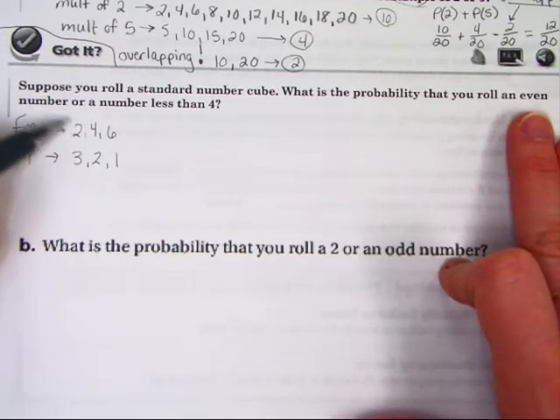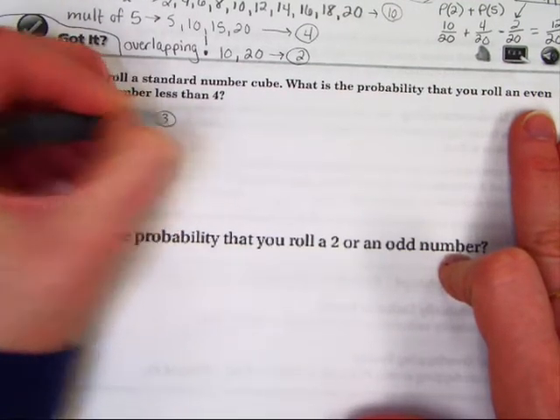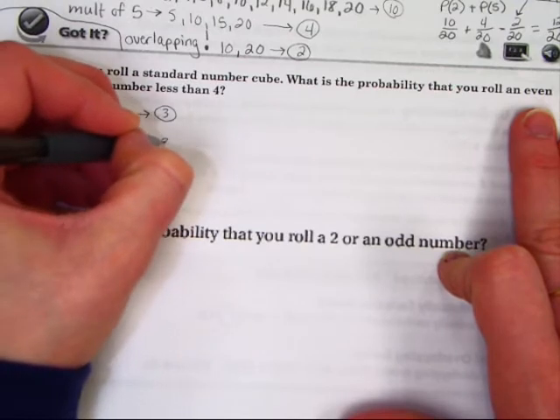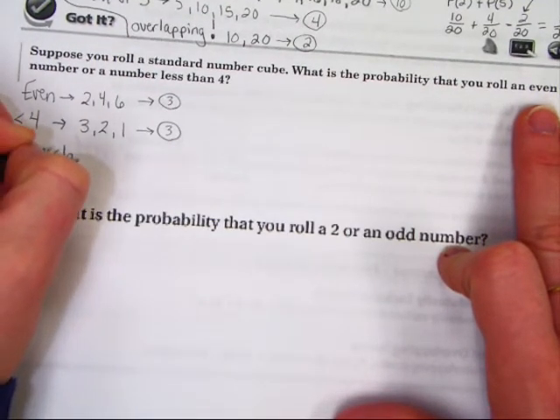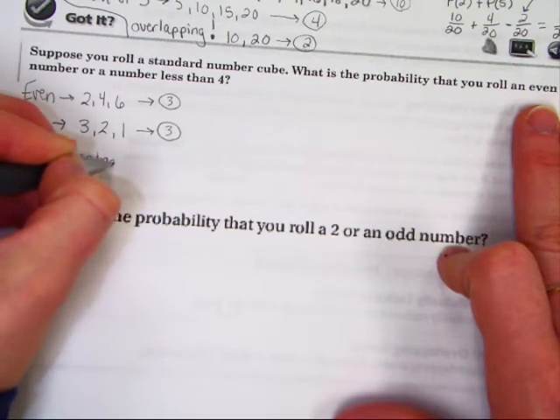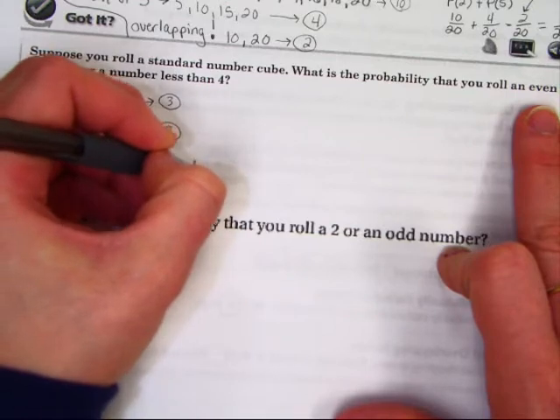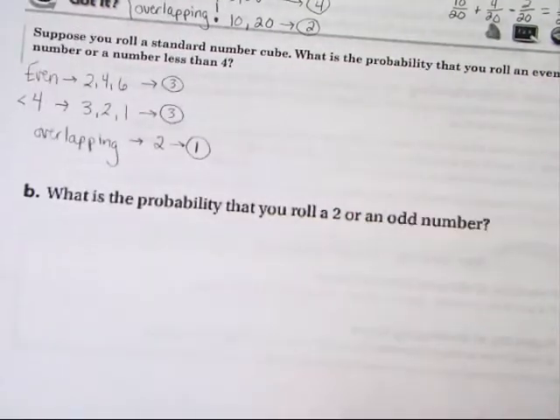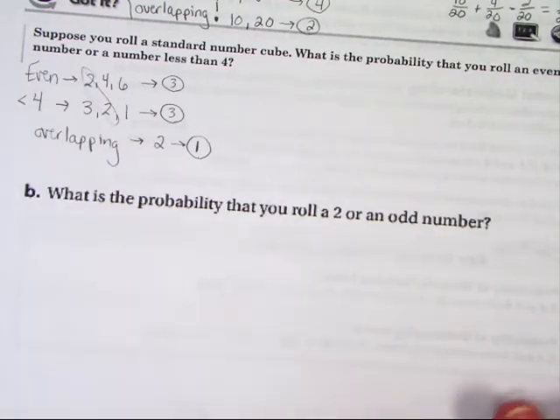I notice that I do have an overlap, but let's first say, okay, there's 3 items here, there's 3 items here, but I have an overlap, and the number that overlaps is the 2, so that's 1 item that overlaps. See the 2 that overlaps?